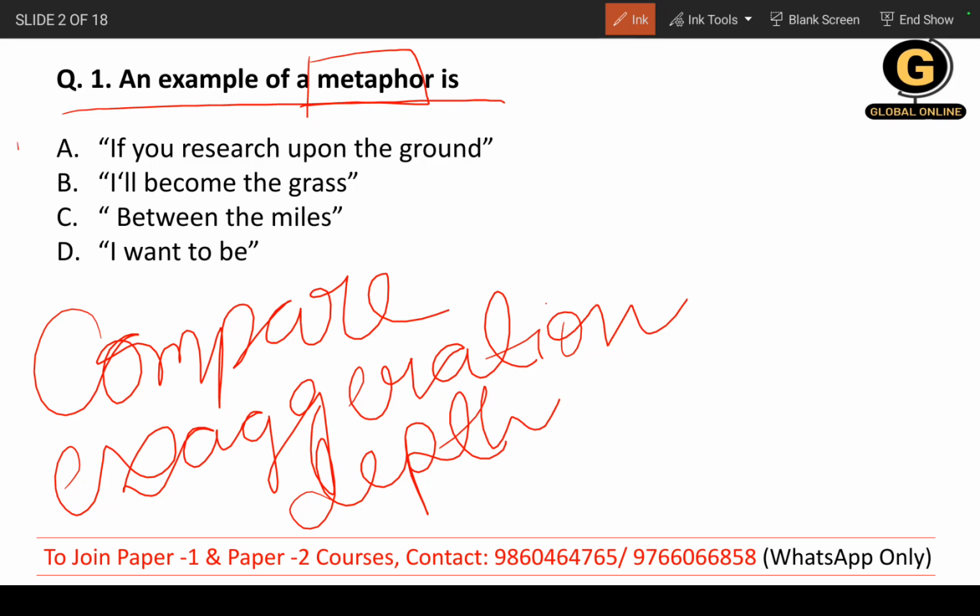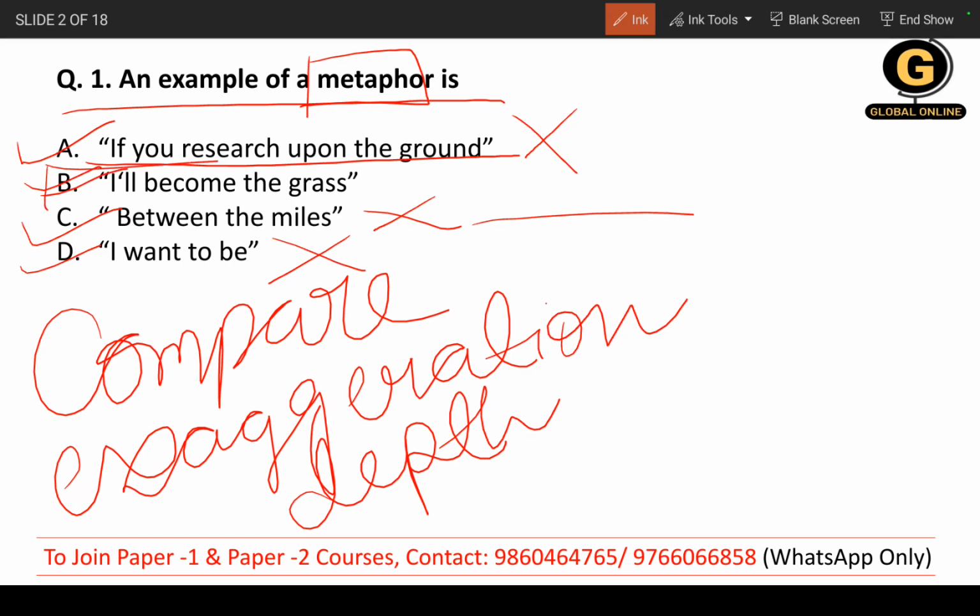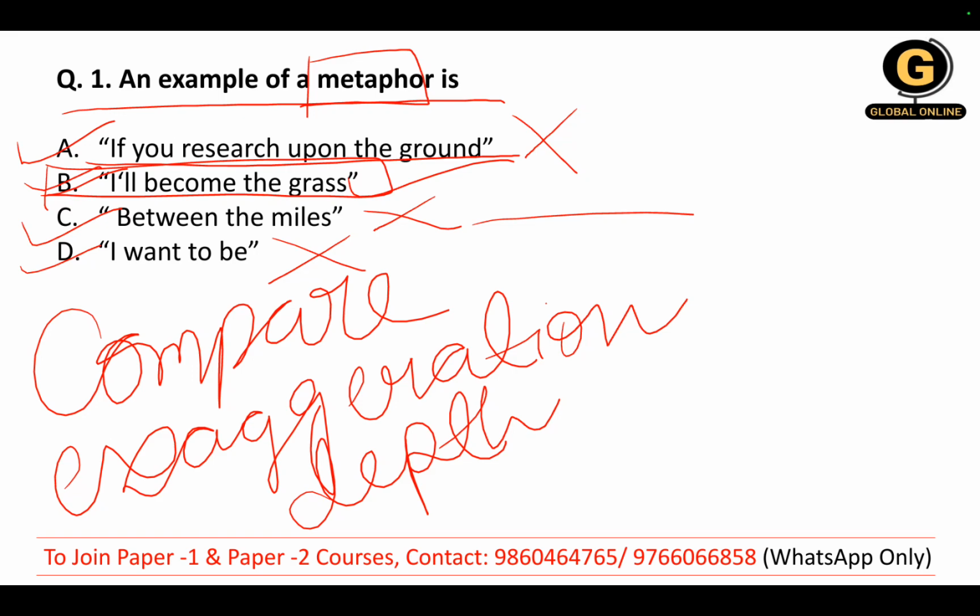Okay, so the question has four options, as usually it has. So the first option, if you research upon the ground, it's an incomplete sentence, that cannot be the answer. Option D, I want to be, it's an incomplete answer. Option between the miles, it is also an incomplete sentence. And the second one will be the right answer. Why? Because I'll become the grass. There is a comparison without like or as. And there is also a depth to the language, to the sentence. Okay. So that is metaphor.